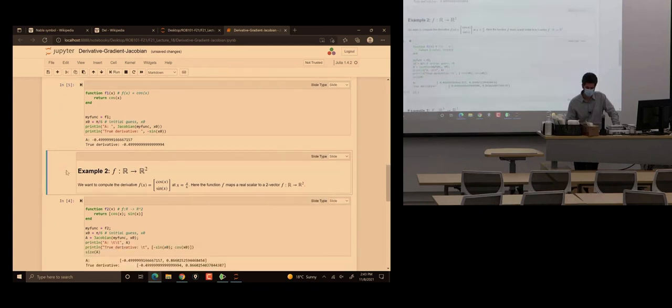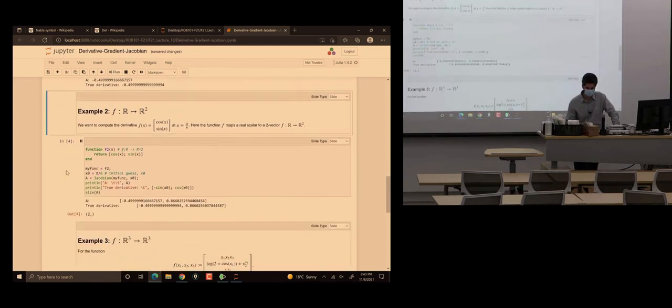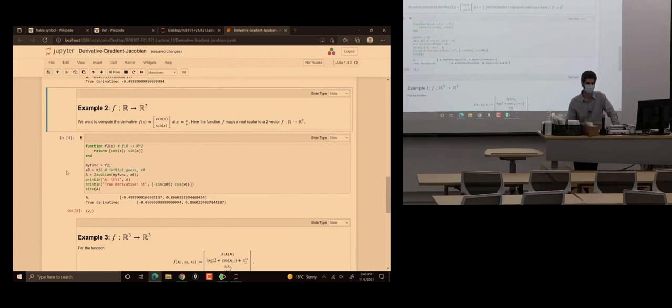Second example, my function takes x, a single input, and gives me 2 outputs. It takes x and gives me a 2-vector, cosine of x and sine of x. This is, of course, nonlinear. Still, I want to calculate the derivative, the Jacobian, at pi over 6.